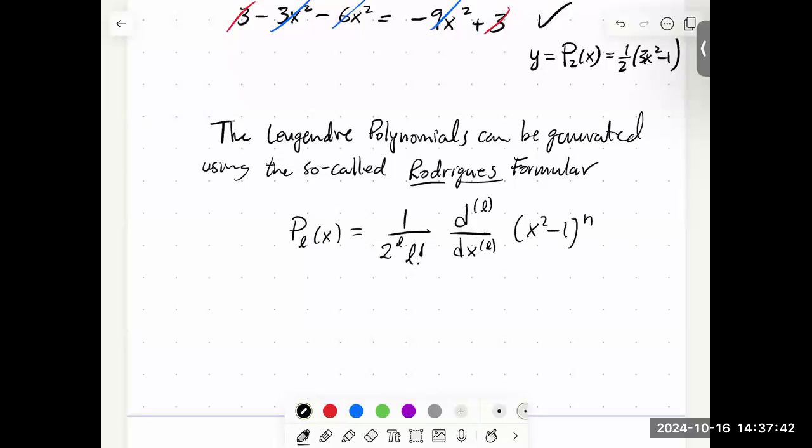So let's just try P0. Well, 2 to the 0 is 1, 0 factorial is 1, 0 derivatives of x squared minus 1. Okay, so we'll take no derivatives of that, so we just get (x squared minus 1) to the power, oh, that should be an L, sorry. This should be an L, to the power L. Well, L is 0, so anything raised to 0 is 1, and so we just get a 1. Okay, so that's good.